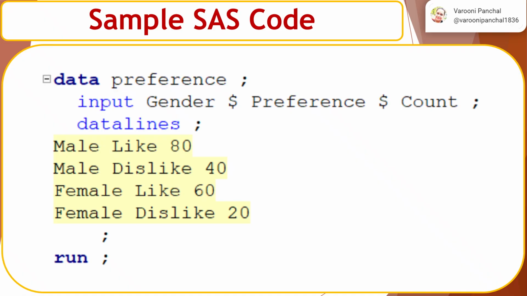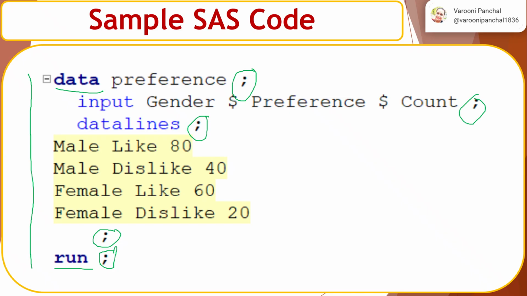Sample SAS code. I'll explain a step-by-step procedure, starting with this data step. It starts with data and ends with run. Every SAS statement always ends with a semicolon. This is very important: every statement in SAS ends with a semicolon. So here also you will see a semicolon because you are ending the statement.